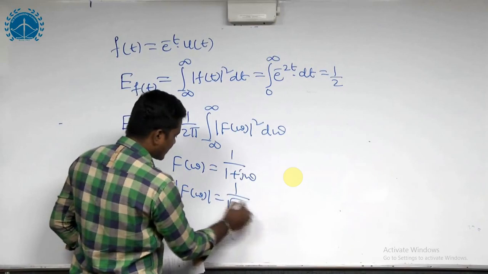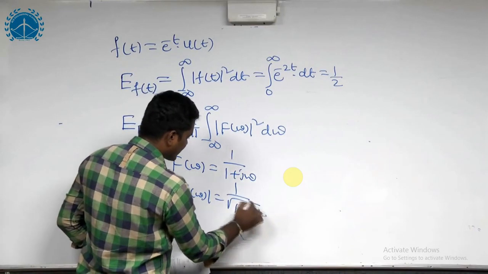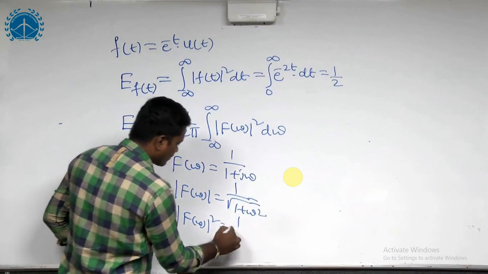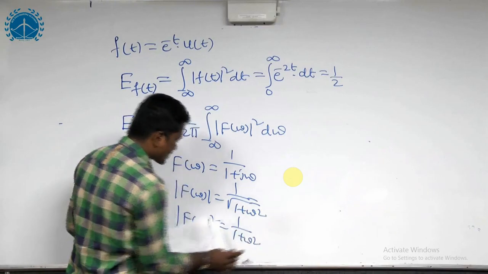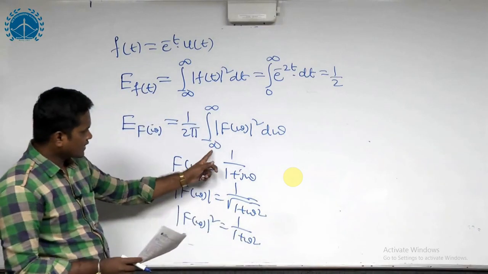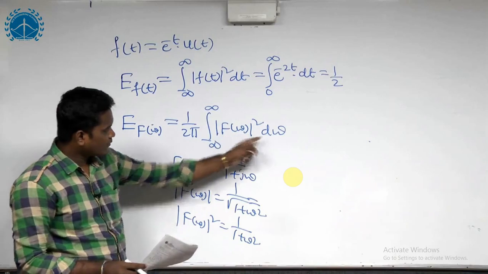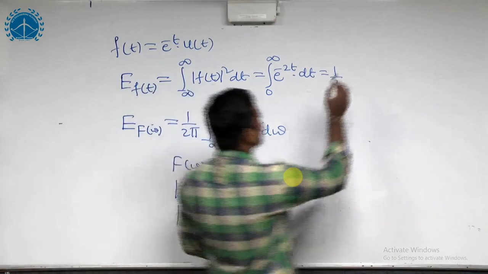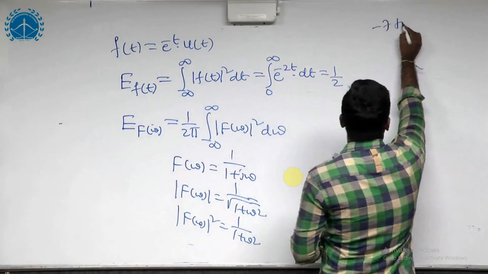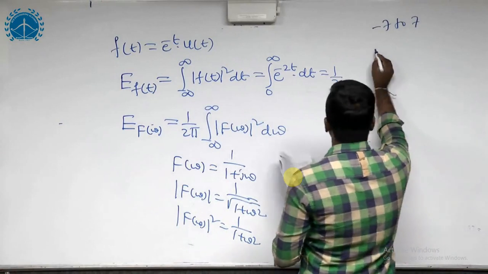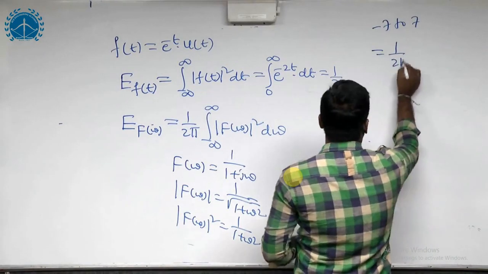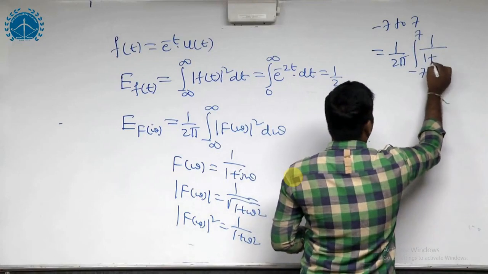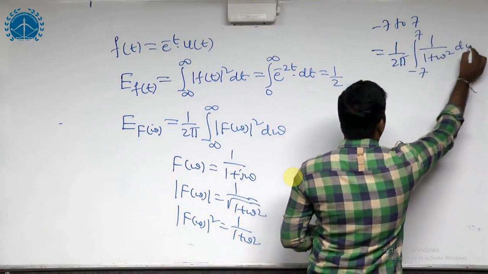1 by square root of 1 plus omega square. What is mod f of omega whole square? 1 by 1 plus omega square. But he is asking the energy contained in the minus 7 to plus 7 omega range. So for the range minus 7 to plus 7, the energy is 1 by 2 pi integration from minus 7 to plus 7 of 1 by 1 plus omega square d omega.